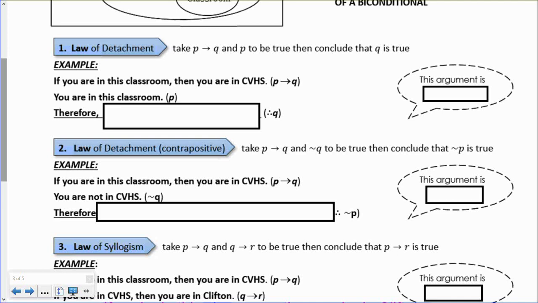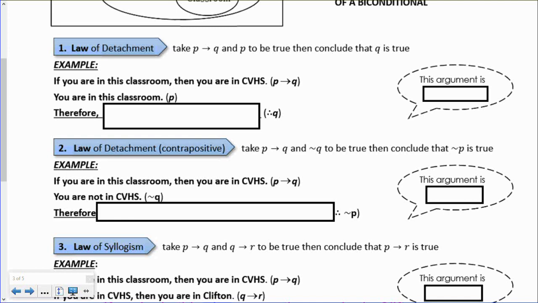See how I did that? It was P and Q together, and I split them apart, and I have just P and then just Q. They have their own little line. That's why it's called the law of detachment. You detach P and Q and they get their own separate line. So this is actually going to be a valid argument. Let's take a look and see why.